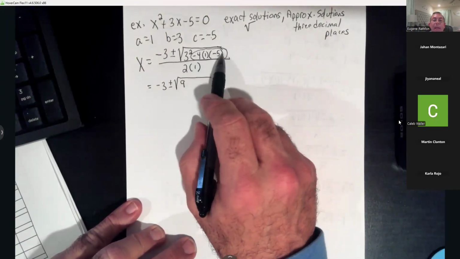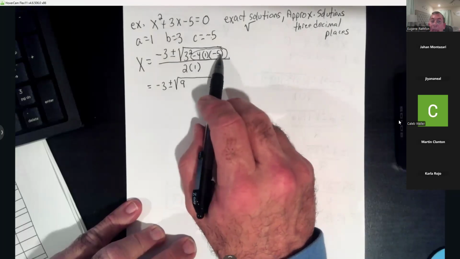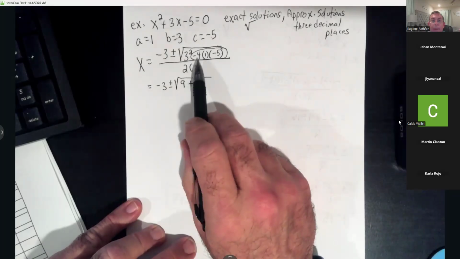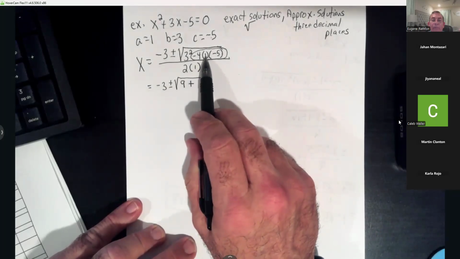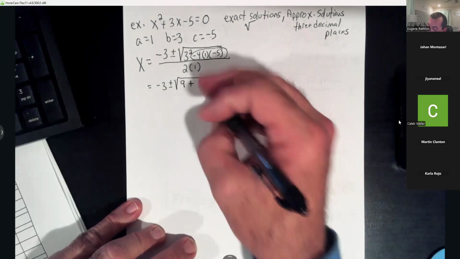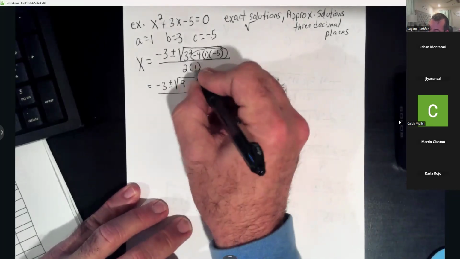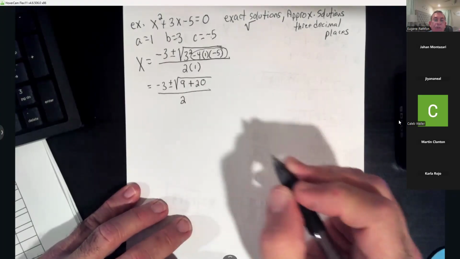You got 3 things being multiplied. You got 2 negatives, so 2 negatives will make that a positive. And negative 4 times 1 is negative 4, times negative 5 is a positive 20. All of that over 2 times 1, which is 2.